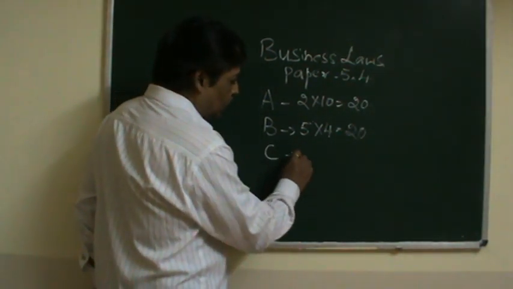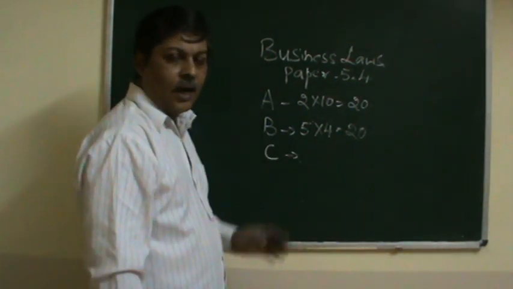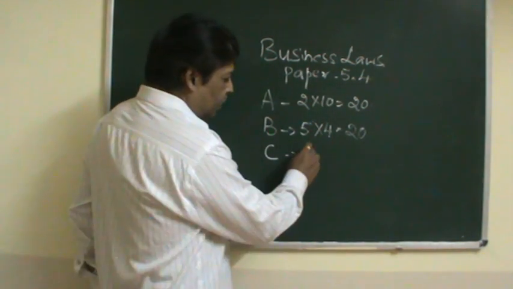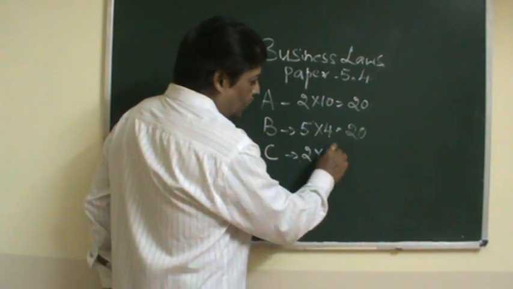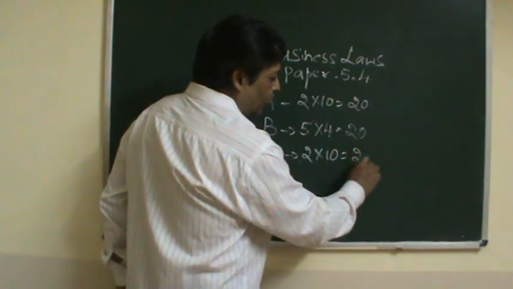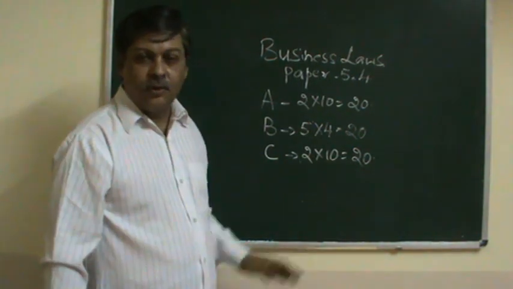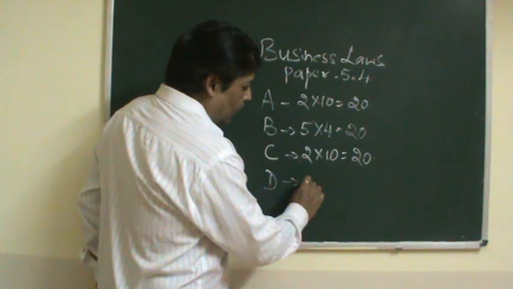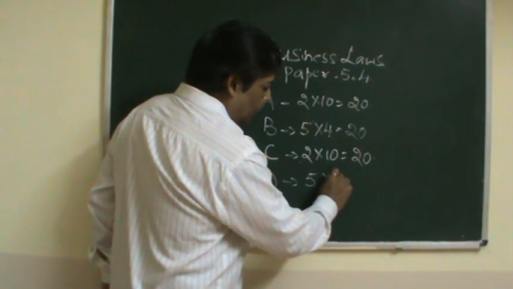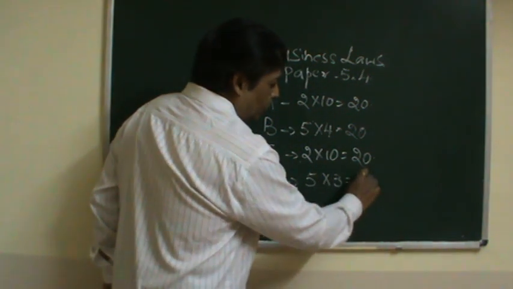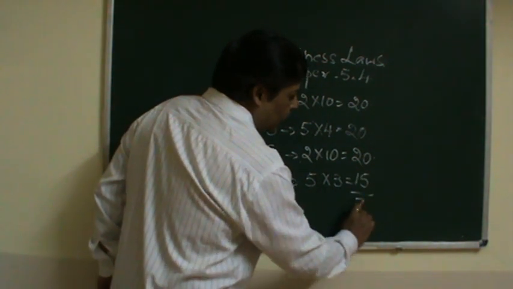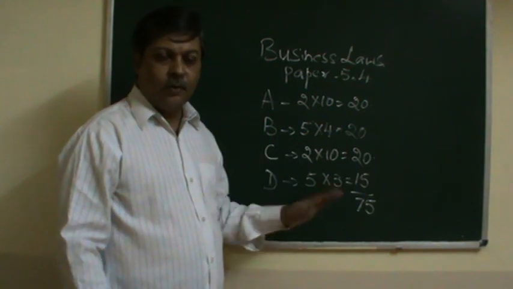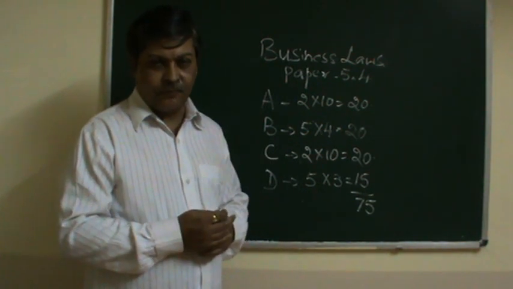In Section C, you will have 2 questions to write, which carry 10 marks each. So 2 into 10 is 20. Totally it comes to 60. And the last one, Section D, has 5-mark questions where you have to attempt 3 questions, which is 15 marks. So that becomes 75 marks. This is how your question paper is classified.